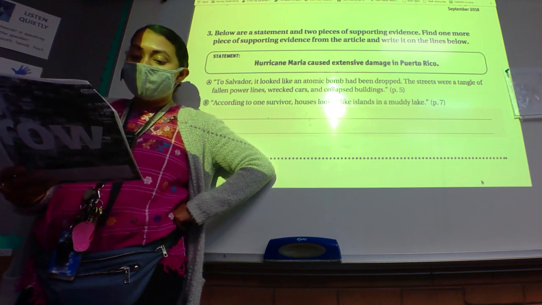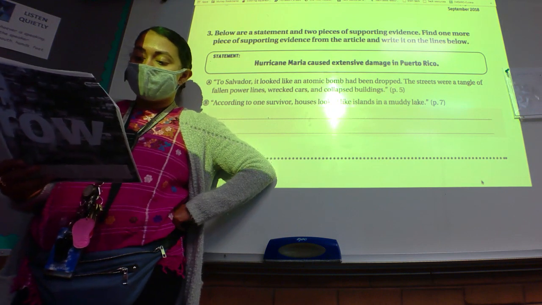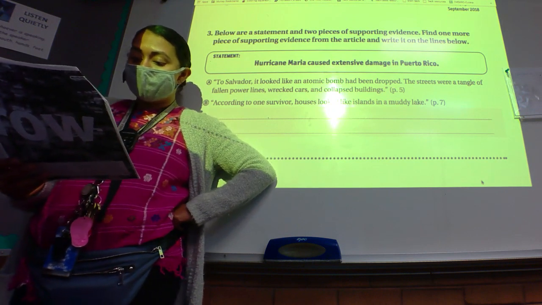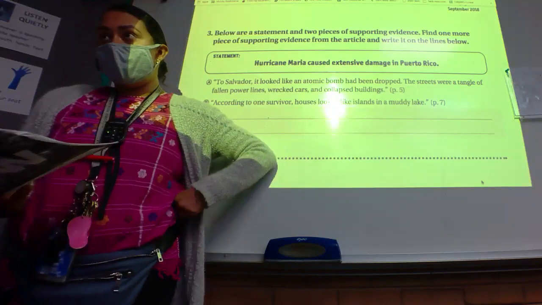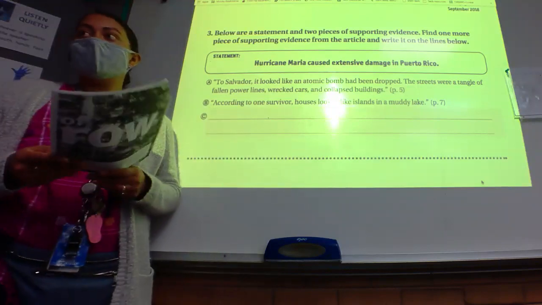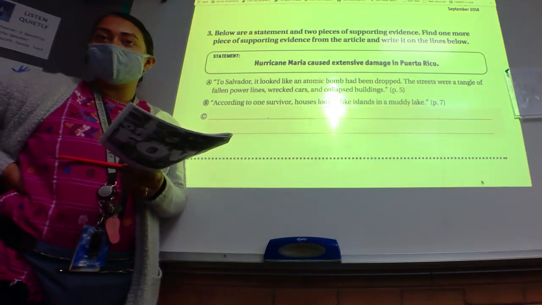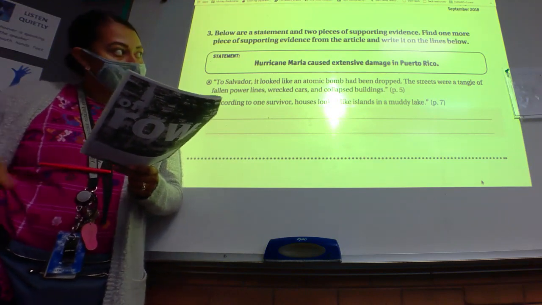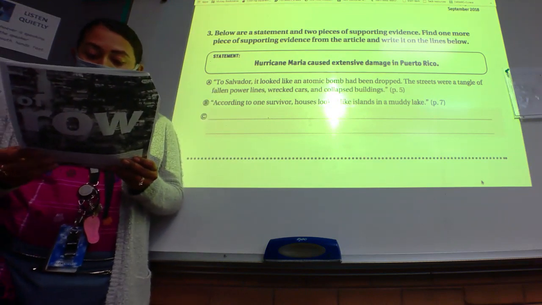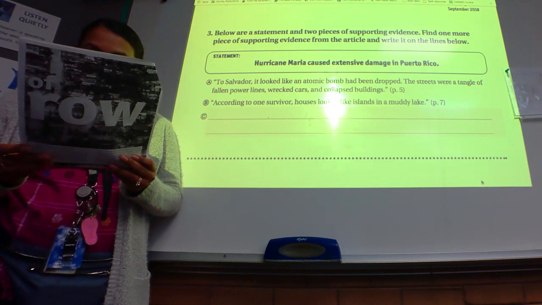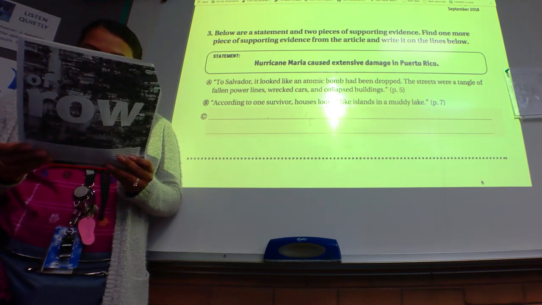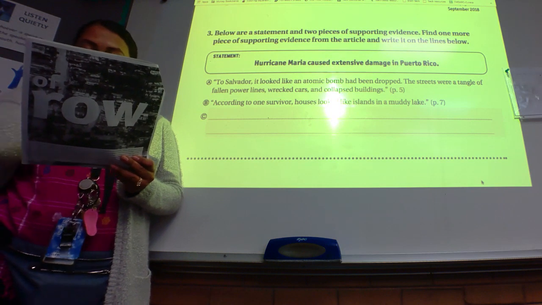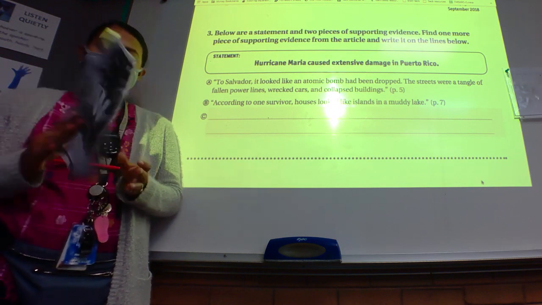Yeah, I don't think that's going to have to do with it because that's all talking about what Puerto Rico looked like before the hurricane. We need to look at what Puerto Rico looked like after the hurricane. So let's see, the hurricane's wrath. I think that might have some parts.